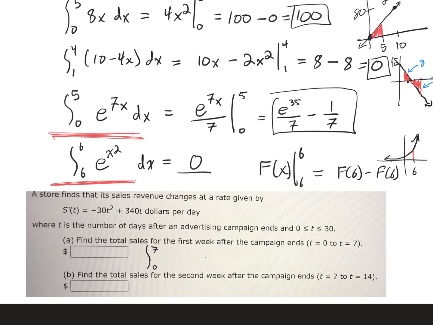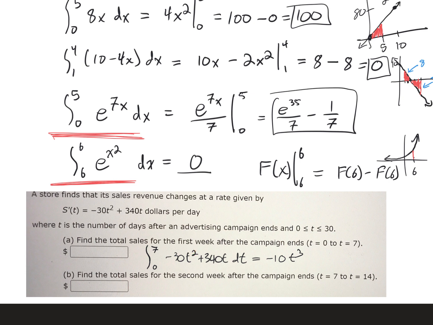And the function that we are examining is negative 30t squared plus 340t. Since it's a definite integral, we need to be integrating with respect to t. Whatever the variable is here is the one that we're going to be using. And when we're evaluating this, you would need to compute an antiderivative of this function. So the antiderivative of negative 30t squared should be negative 10t cubed.